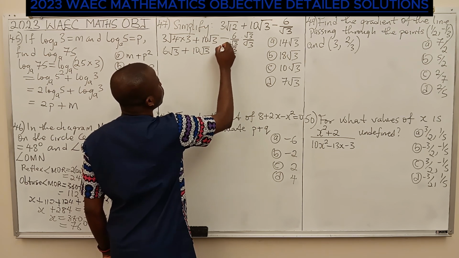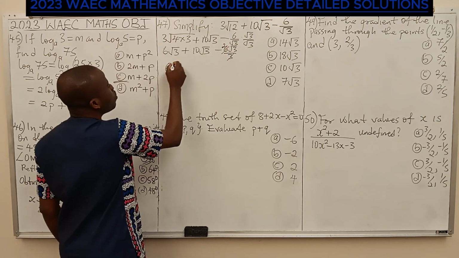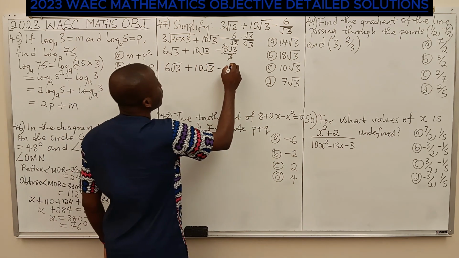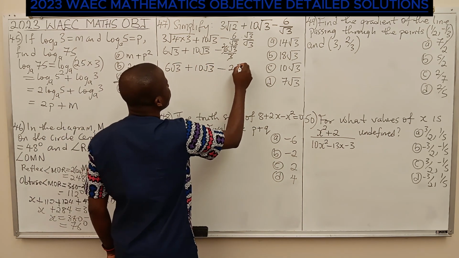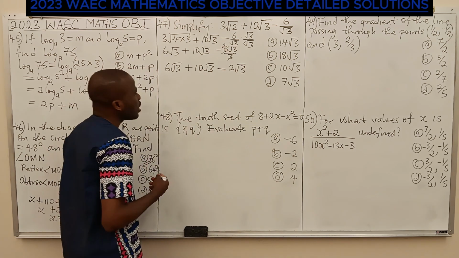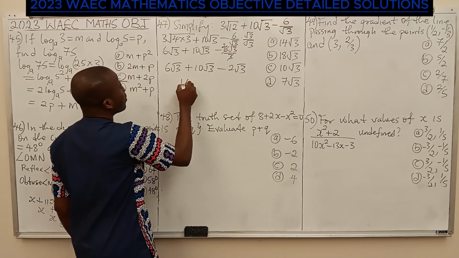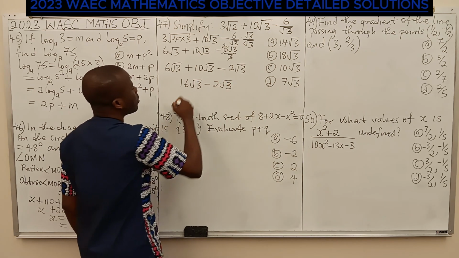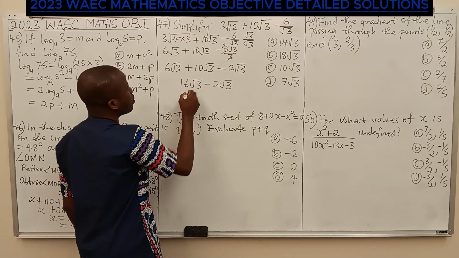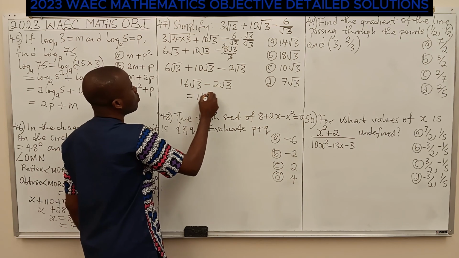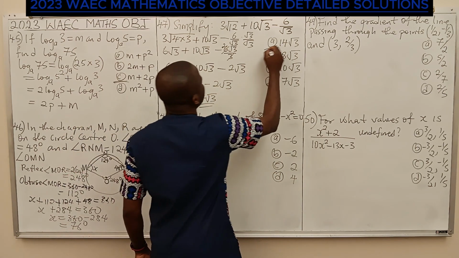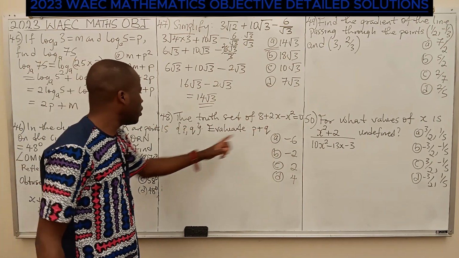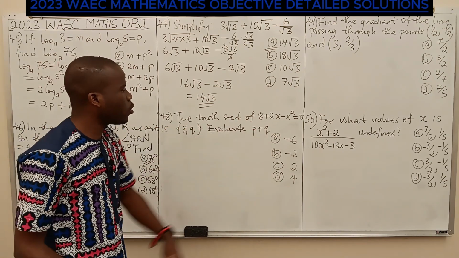3 can cancel this as 2. So we have 6 root 3 plus 10 root 3 minus 2 root 3. 6 root 3 plus 10 root 3 is 16 root 3, minus 2 root 3 is 14 root 3, which is A. The truth set of this is this: find P plus Q.